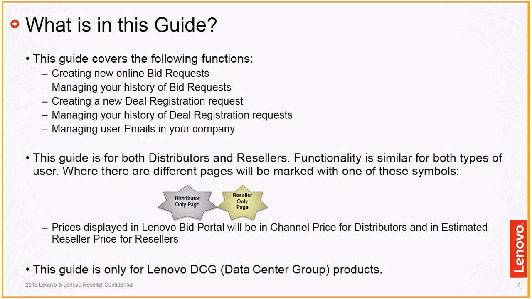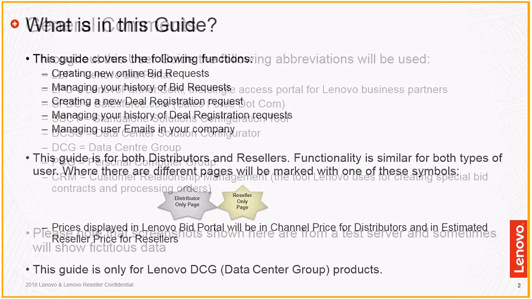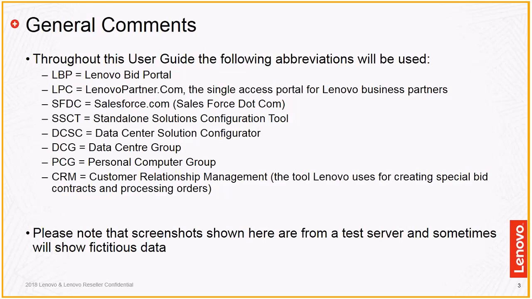Where there are different pages, they will be marked with one of these symbols: distributor-only page and reseller-only page. Prices displayed in Lenovo Bid Portal will be in channel price for distributors and in estimated reseller price for resellers. Throughout this user guide, the following abbreviations will be used.